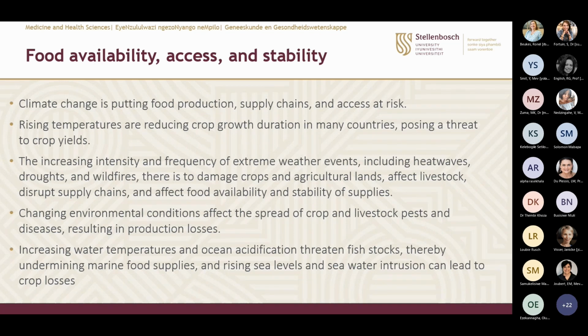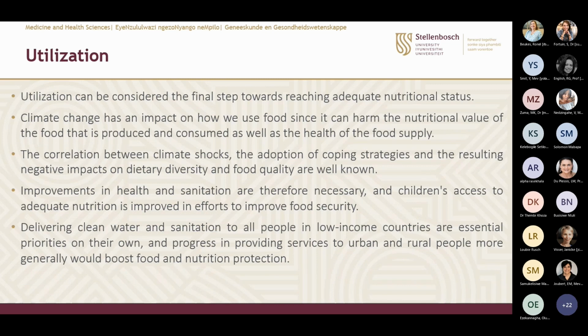Increasing temperature also affects our sea animals. Yeah, I think I'm getting a little rushed because I'm still far from finishing.